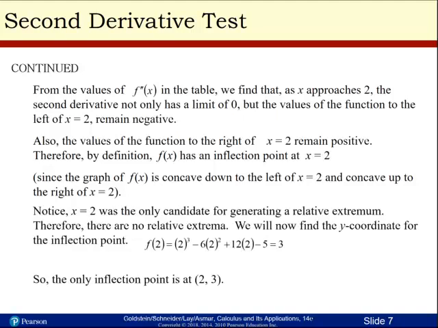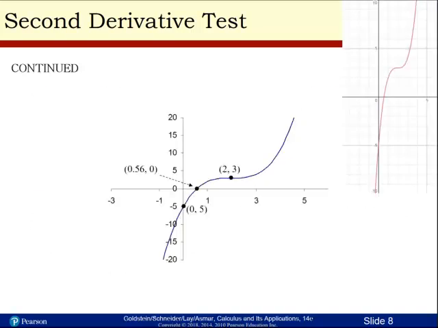Notice, x equals 2 was the only candidate for generating a relative extremum. Therefore, there are no relative extrema. We will now find the y-coordinate for the inflection point. How we do that is we just plug x equals 2 into our function, and we find that the y value there is 3, so the only inflection point is at (2, 3).